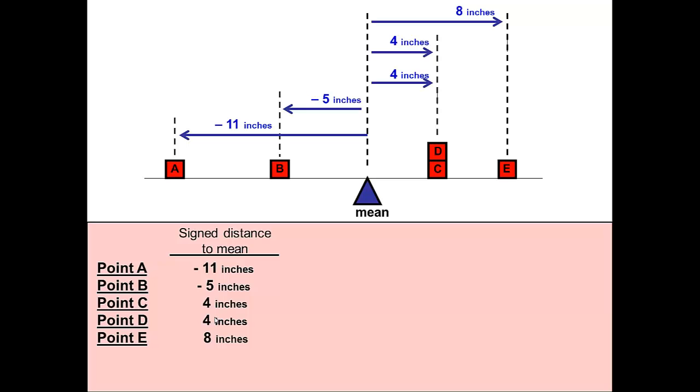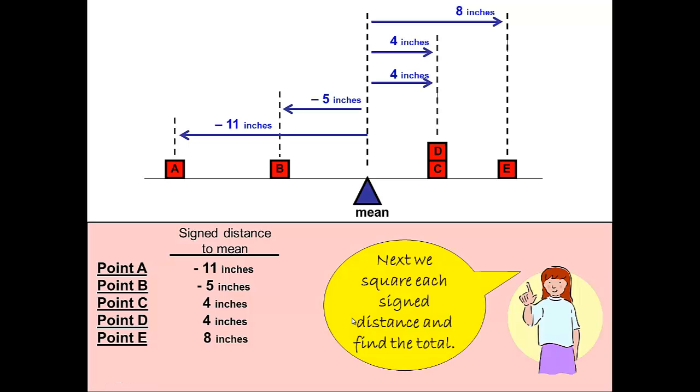One way to do that is to square each number. When you square a number, it will be positive. A positive times a positive is a positive, and a negative times a negative is also a positive. So next, we square each signed distance and find the total.